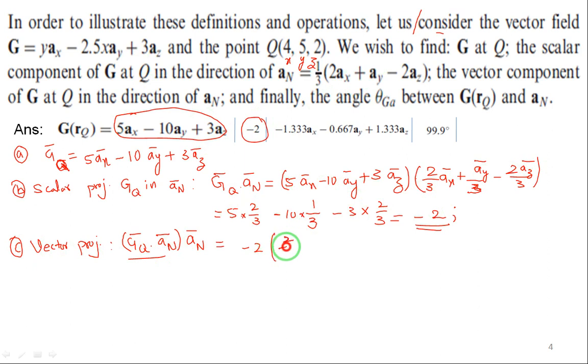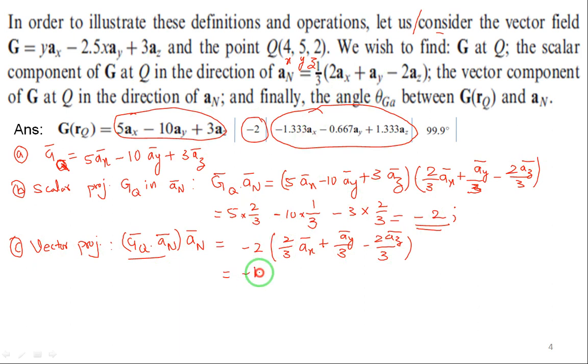So just multiply and keep it. 2 by 3 into ax, I will multiply 1 by 3, plus ay vector divided by 3 minus 2az divided by 3. So just multiply and simplify. Finally you will get this answer, the simplified one here. I am rounding it.